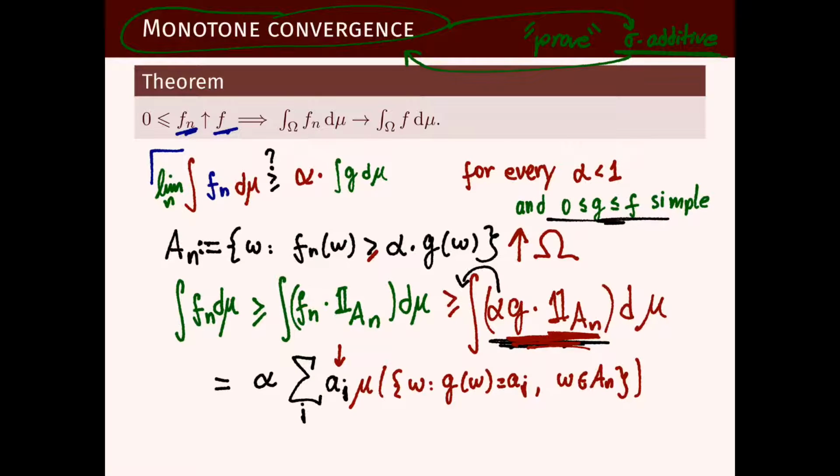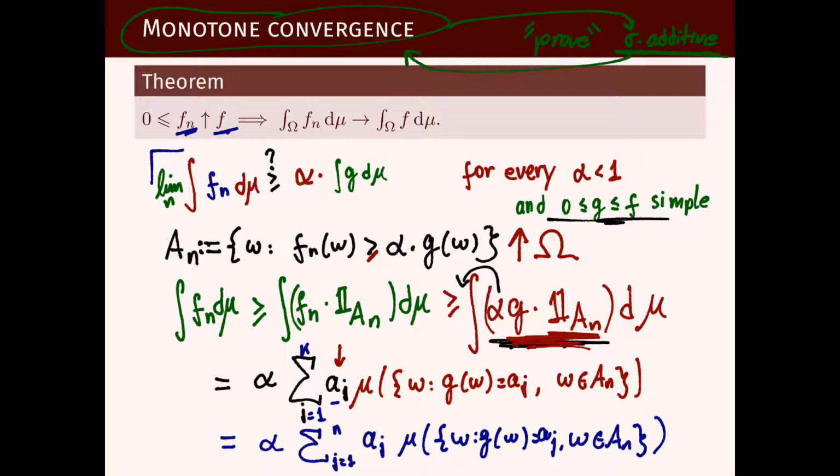So we have this, and now what we use is, this is a finite sum, going from 1 to k for some k, a finite sum of multiples of measures, and now we can use continuity from below for measures. And this is what is behind the monotone convergence theorem. So we can take a limit.